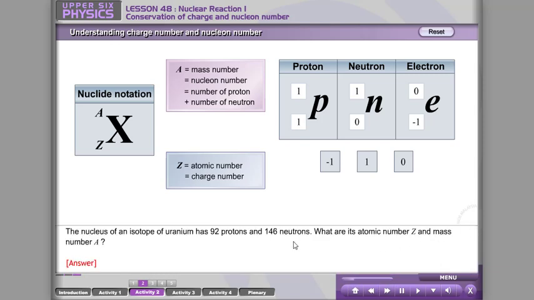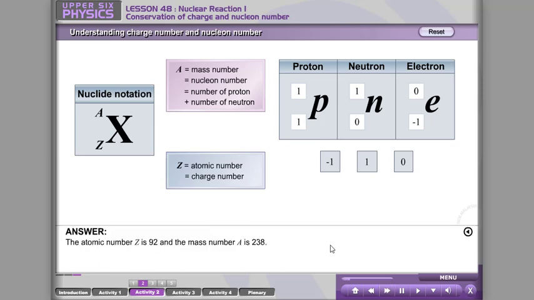The nucleus of an isotope of uranium has 92 protons and 146 neutrons. What are its atomic number Z and mass number A? Answer: the atomic number Z is 92 and the mass number A is 238.